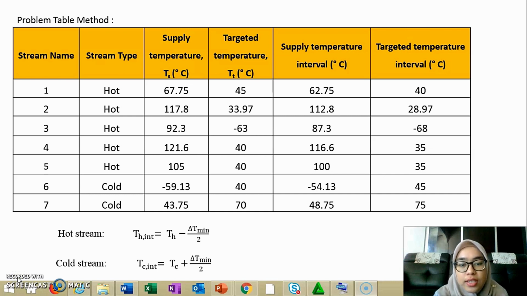As we can see here, we determine the interval temperature of supply and target temperature by using this formula. The interval temperature for the hot stream will be reduced by 5 degrees Celsius, meanwhile the cold stream will be increased by 5 degrees Celsius, as the delta T min is 10 and then we divide by 2. Basically, this interval temperature will be used later on for the heat cascade process.